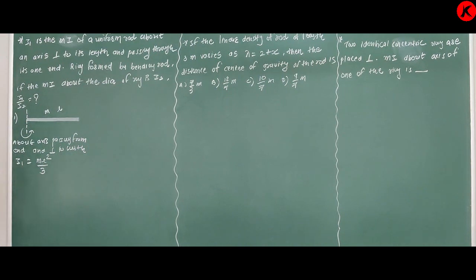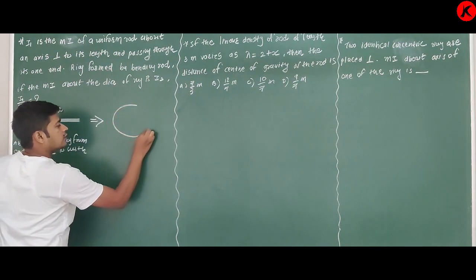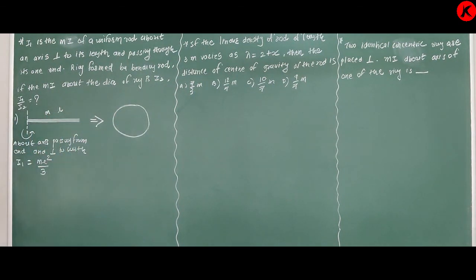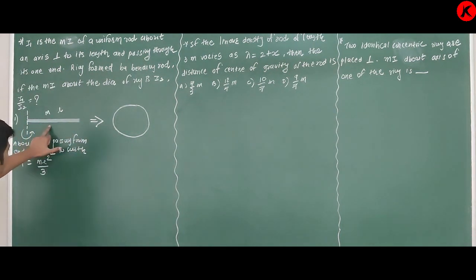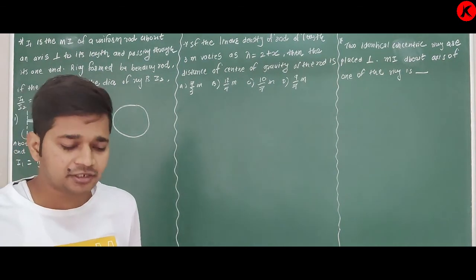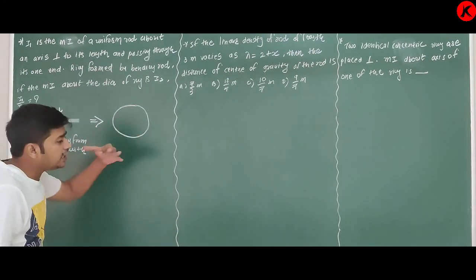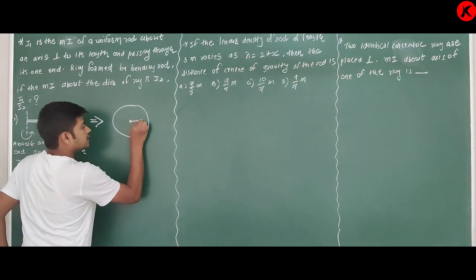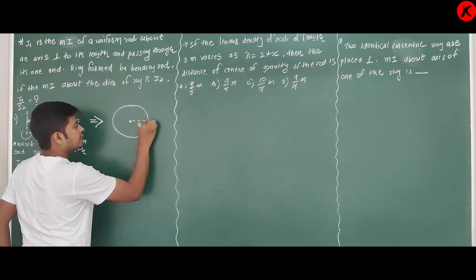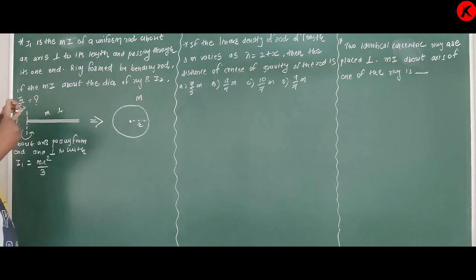Now, a ring is formed by bending the rod. Means if we bend this rod, a ring is formed. Now a ring is a one-dimensional object. For a one-dimensional linear object, its dimension is length. For a ring, what is the dimension? Yes, it's radius. So let its radius be r. As the ring is formed from this rod, its mass is m and its radius is r.